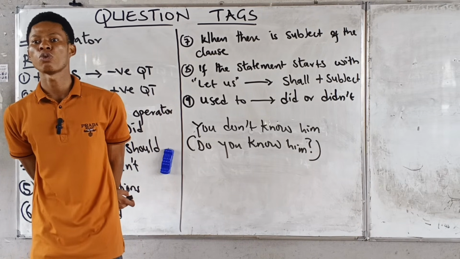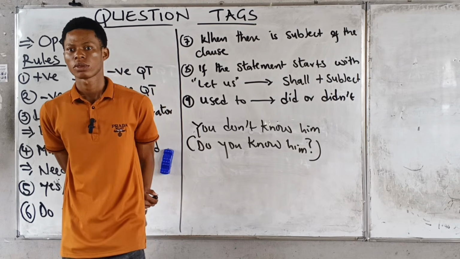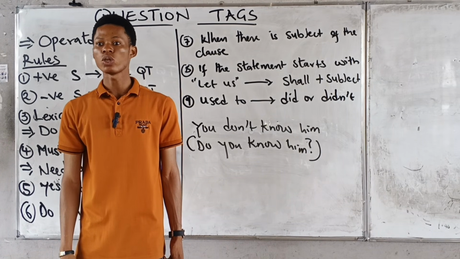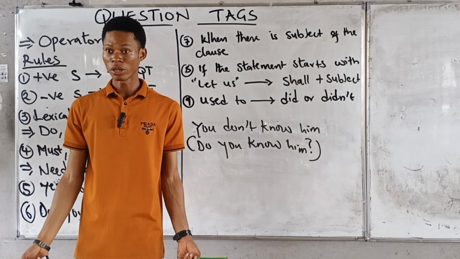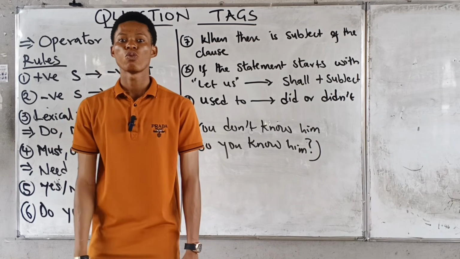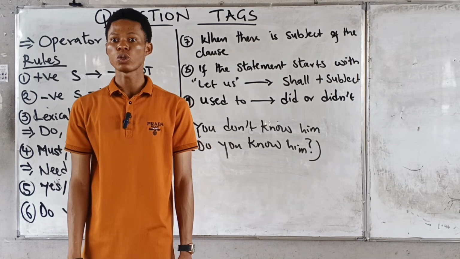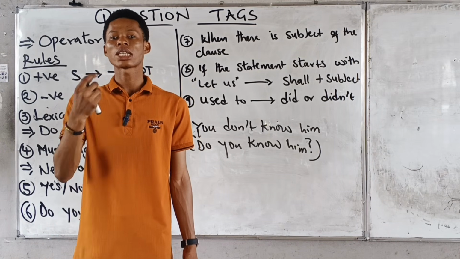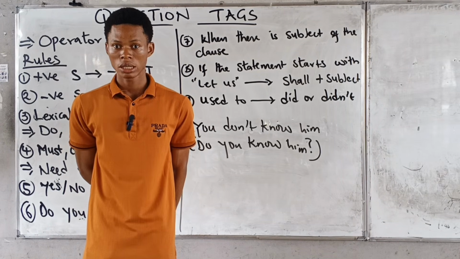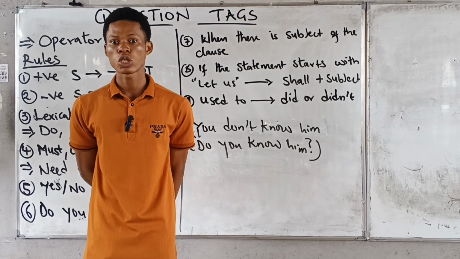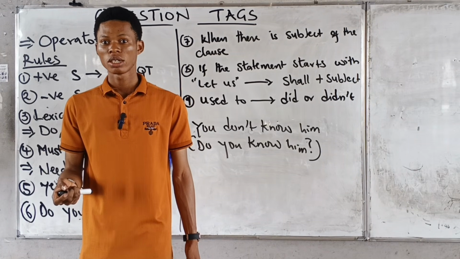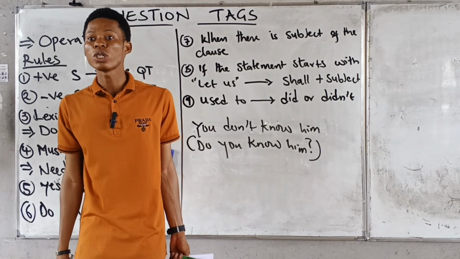Take for example, if you want to eat. Your mother is asking you, will you eat? And you want to eat, you say yes, I will, right? If your mother say, will you eat? And you don't want to eat, you say no, I won't, right? If your mother say, won't you eat? And you want to eat, what do you say? Yes, I will.